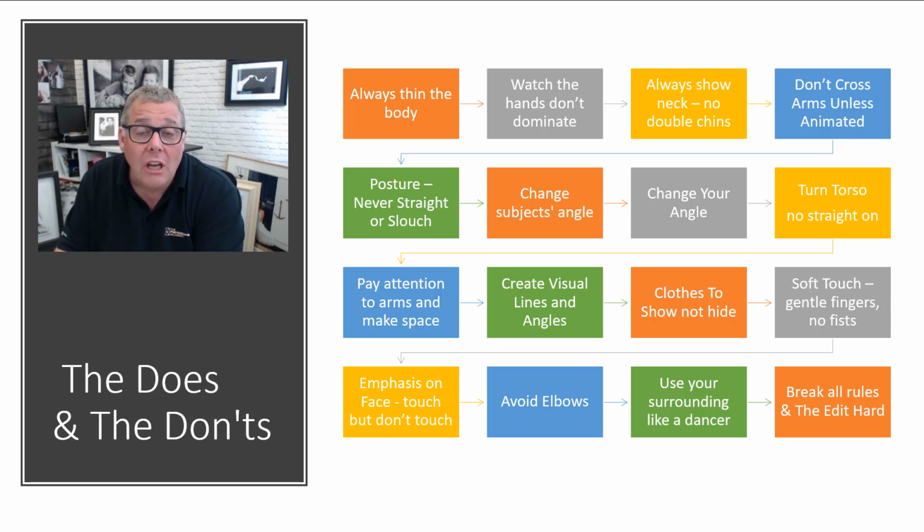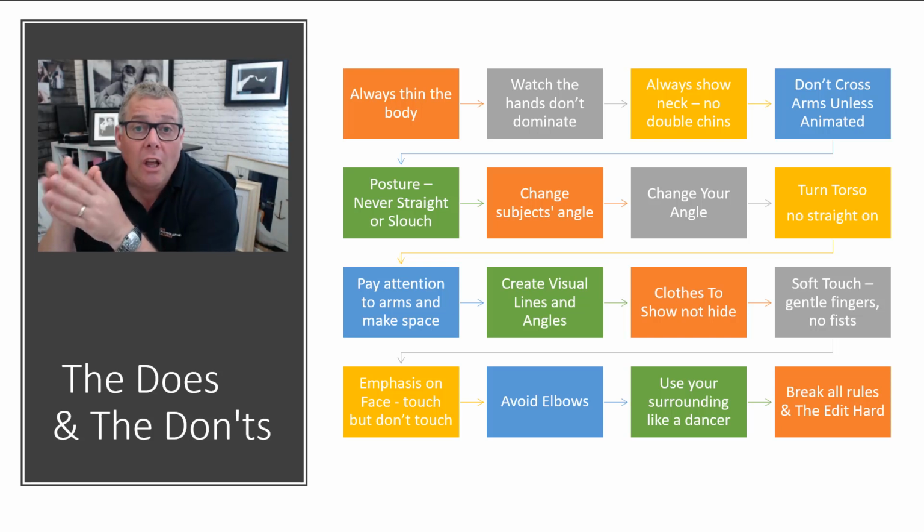If they're in a certain location and you can't move their body, then you need to make sure you change the angle of the camera. Remember, turning the torso, no straight arm, will always thin the body. Pay attention to the arms and making space between the body and the arm itself. Don't be afraid to use limbs like arms and legs and even the body positioning to create visual lines and angles.